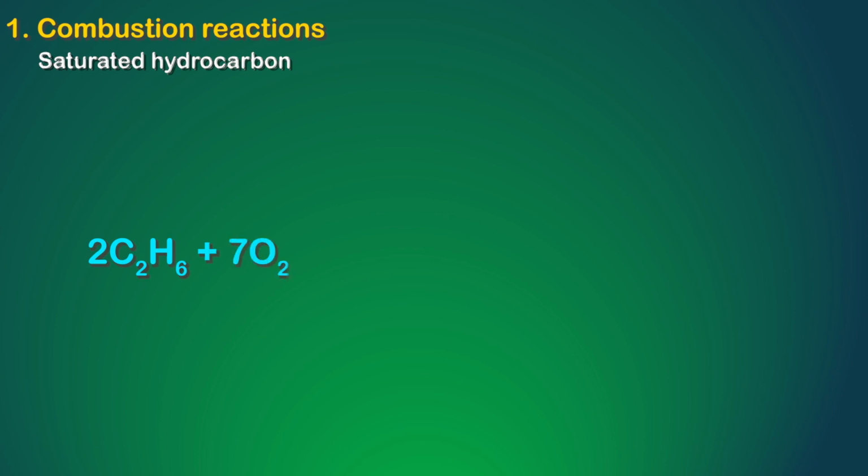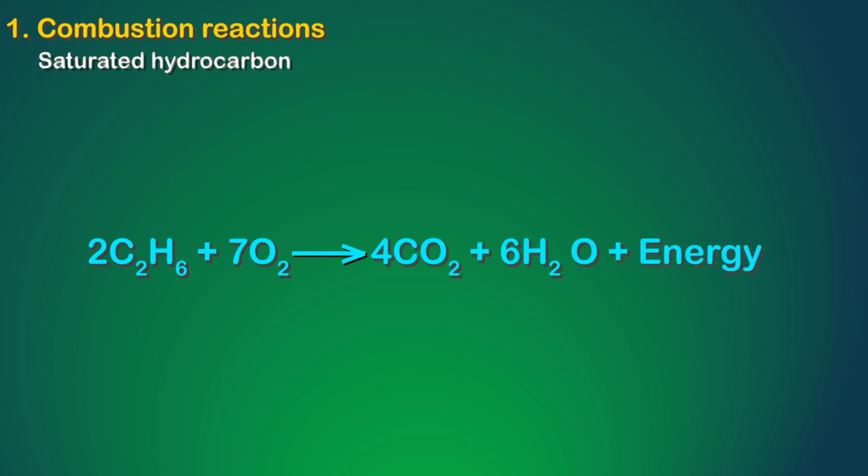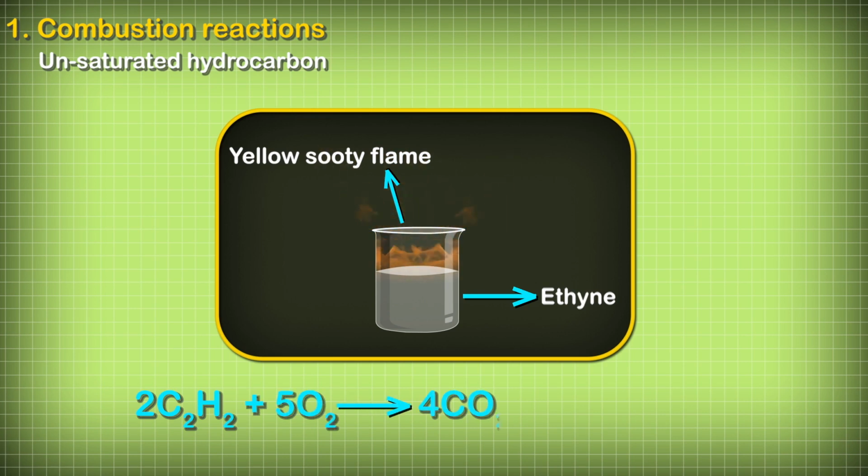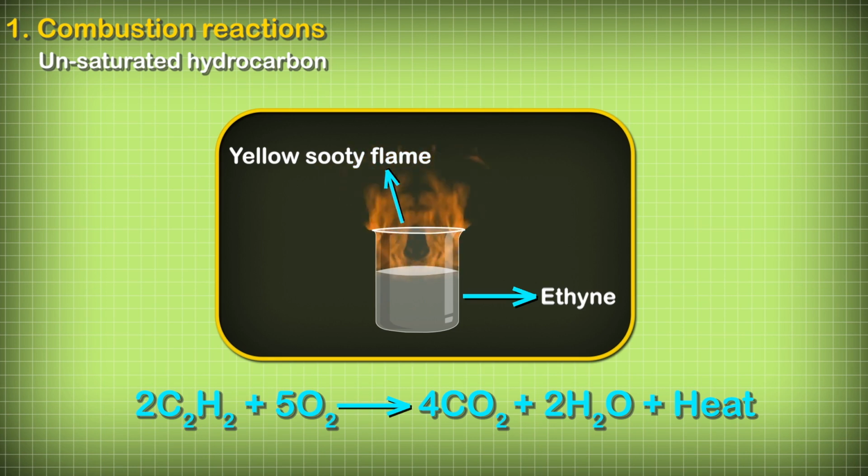2C2H6 plus 7O2 gives rise to 4CO2 plus 6H2O plus energy. Example 2. Unsaturated hydrocarbon like ethyne burns with yellow sooty flame because the number of oxygen atoms are insufficient to break carbon-carbon bonds. Here, ethyne reacts with oxygen to form carbon dioxide, water and liberates heat energy. 2C2H2 plus 5O2 gives rise to 4CO2 plus 2H2O.